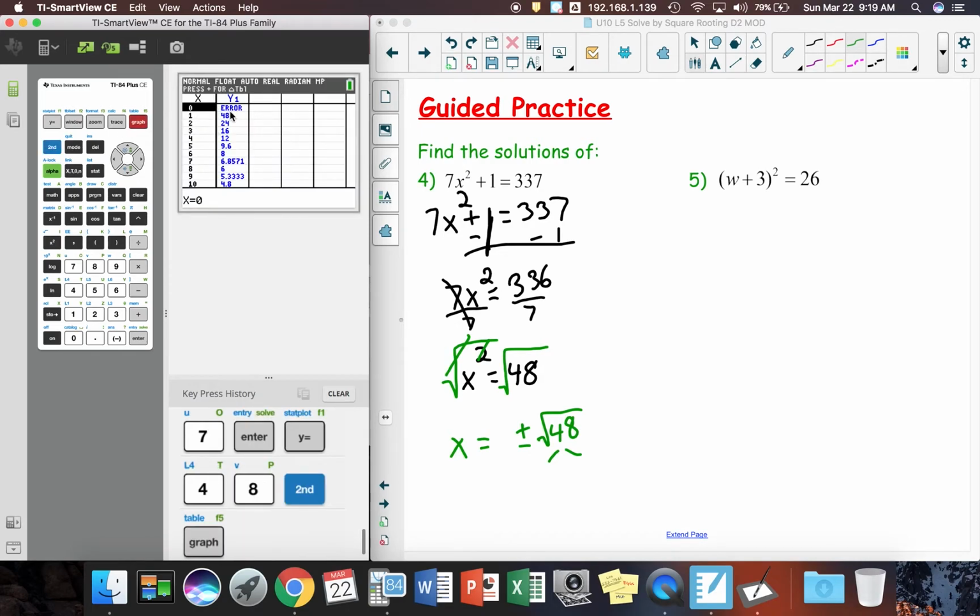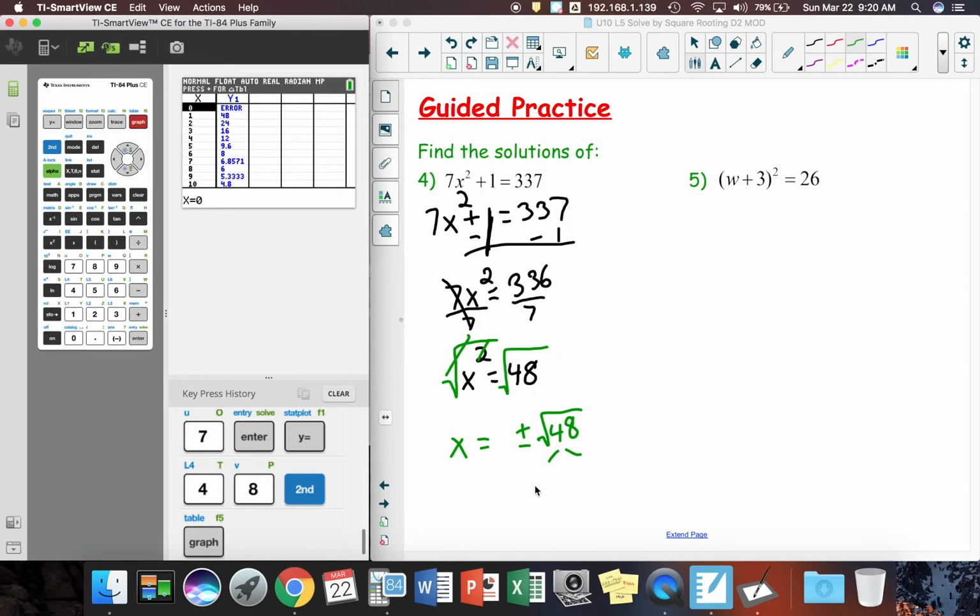I see 1 and 48, 2 and 24, 3 and 16. There's that 4, 4 and 12. However, the one before, 3 and 16, 16 is also a perfect square. Remember, 4 times 4 gives us 16. So I'm going to use these two instead.